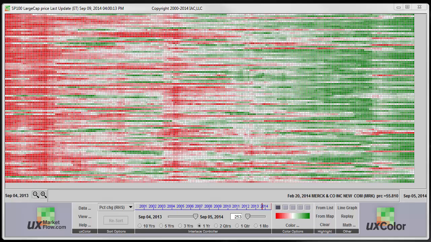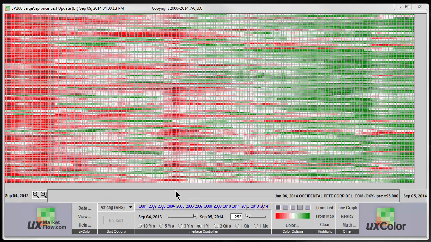Now we're looking at a daily data map, the same S&P 100 issues. This is September 9th, today, and the market's closed. But what I've done is I've scrolled this interlace window, this one-year, 253-day interlace window, back to September 5th. And when I sort by percentage change at the right-hand side, it sorts by today's change, or whatever the value is at the right-hand side of the interlace window over the previous day.